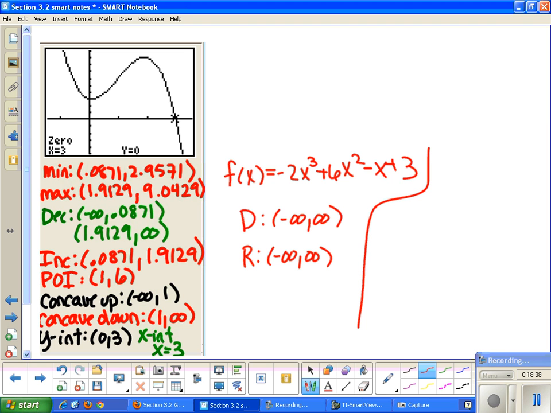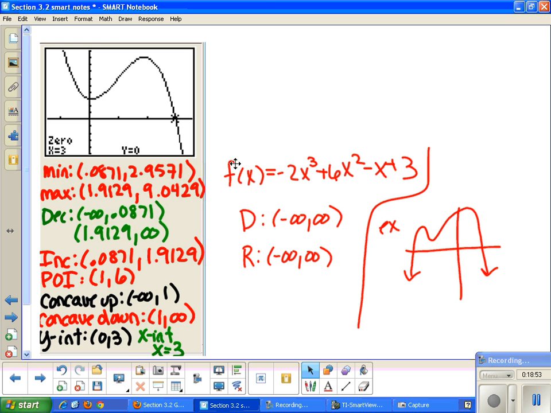So for example, if I had an even graph, it would have both ends up or both ends down. So if this was my graph, I know that if it's a polynomial function, the domain would be all real numbers, and then for my range, I would have to figure out what this maximum value is. So my answer would be from negative infinity to that maximum value would be my range. So being able to do this is very important.